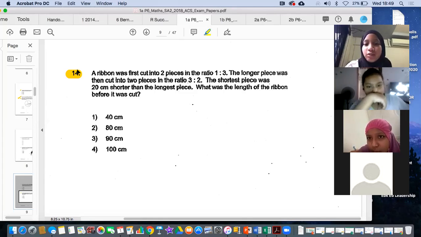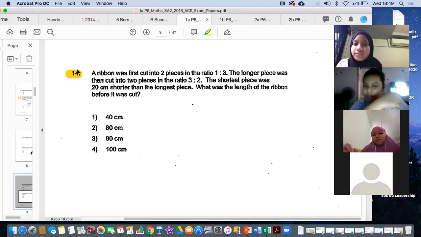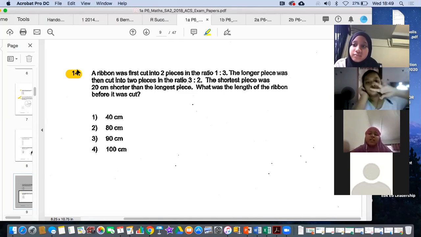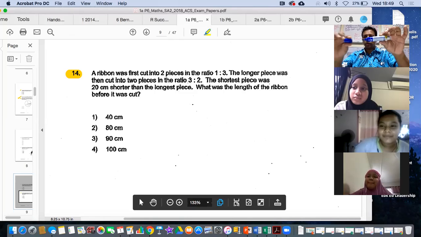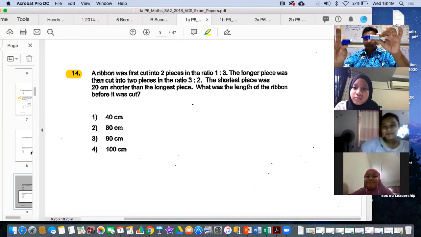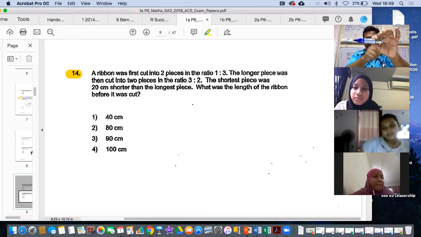Mr. Shaheed, I don't understand the question. Okay, so now you have a ribbon. You cut the ribbon into 2 parts. Means 1 unit is 20. I don't know. 1 unit is 20. So you can see this. Oh, it's a baby. So now your ribbon is cut 1 part and then this is 3. 1:3. This one is cut some more into 5 parts.